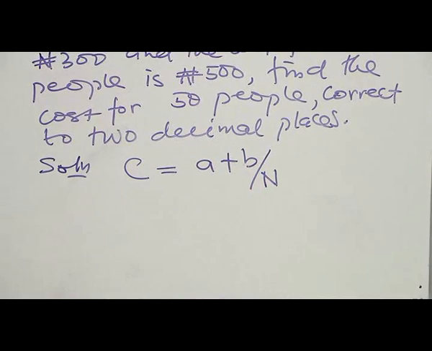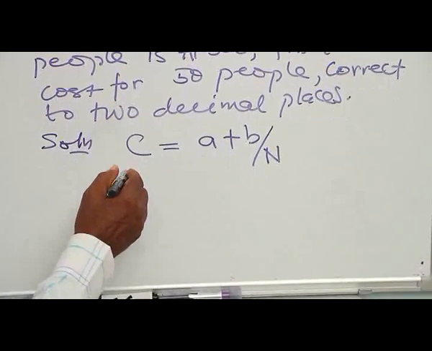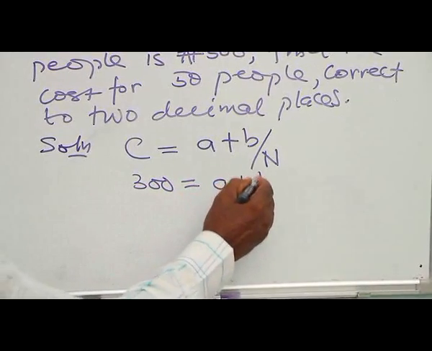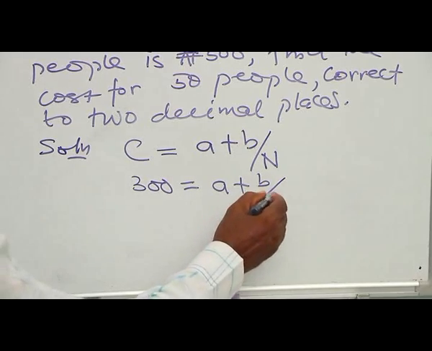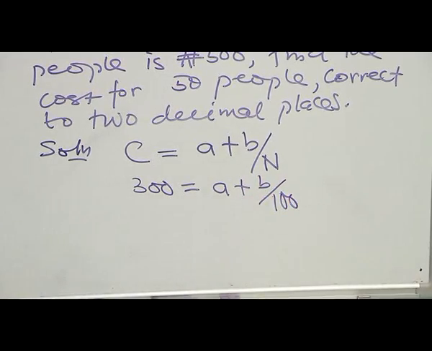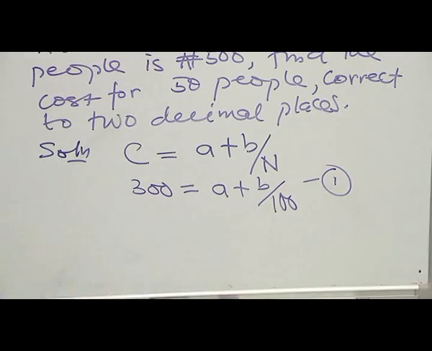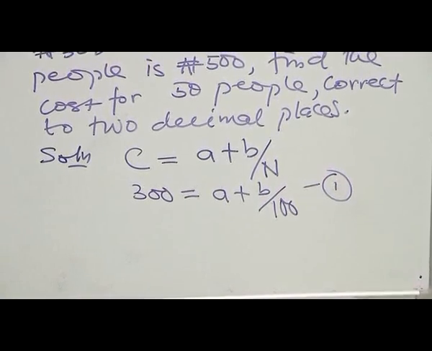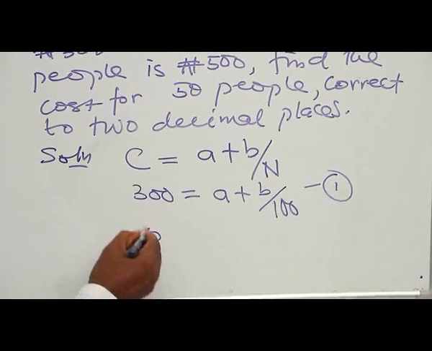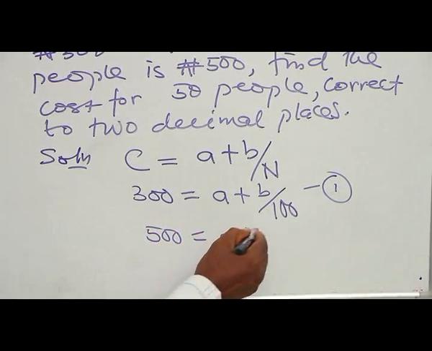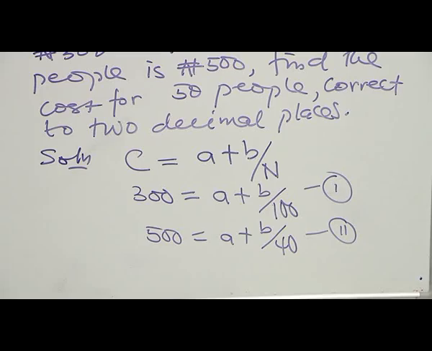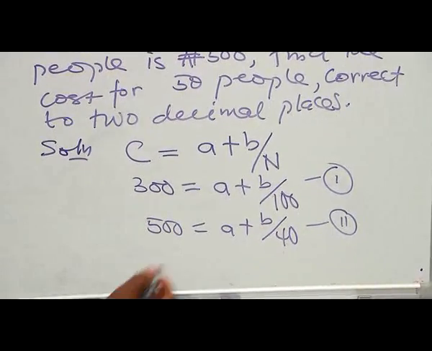Now the next statement says that the cost per head for 100 people is 300 naira, so we have 300 for the cost, A plus B over the number of people, 100. You can take this as your first equation. He went further to say the cost for 40 people is 500 naira. So we have 500 naira, A plus B over 40. This is equation number 2. We are going to solve equation 1 and equation 2 simultaneously.